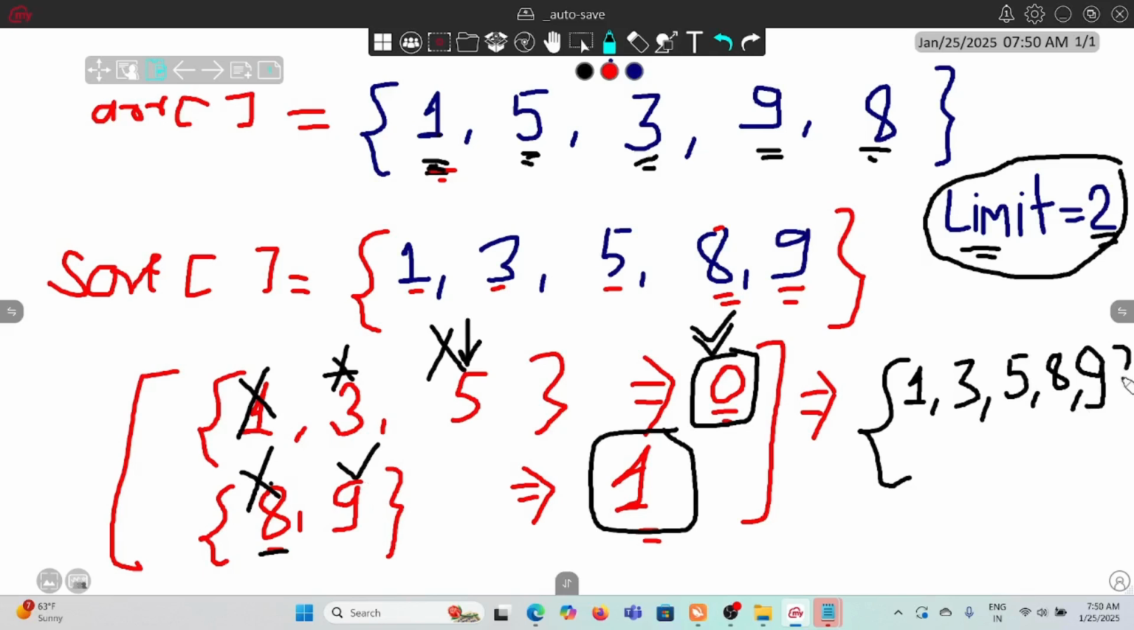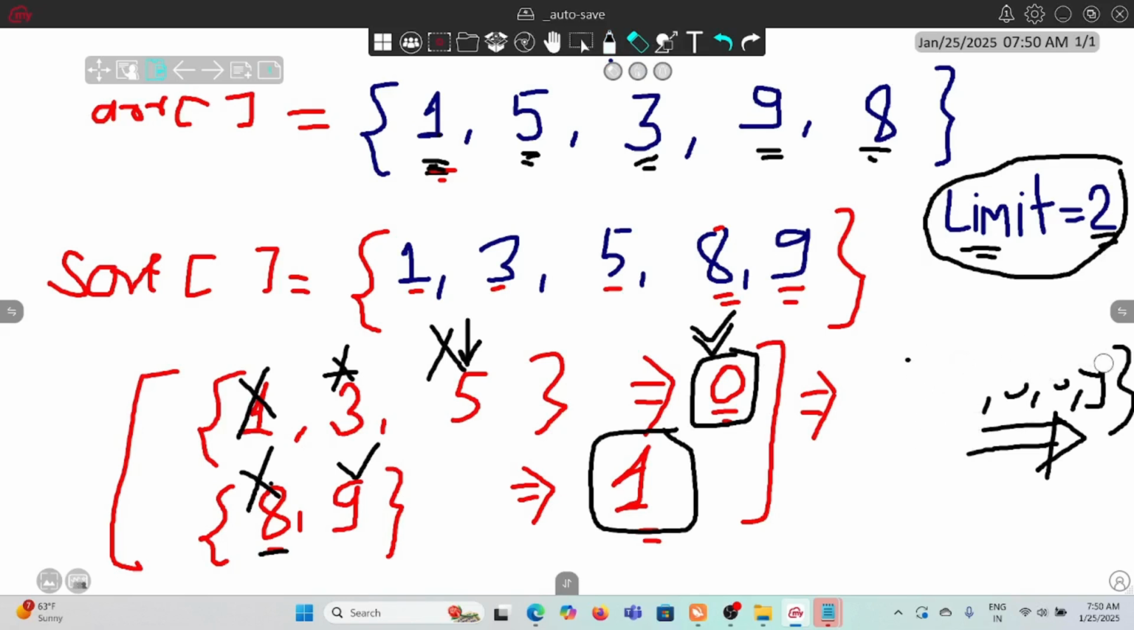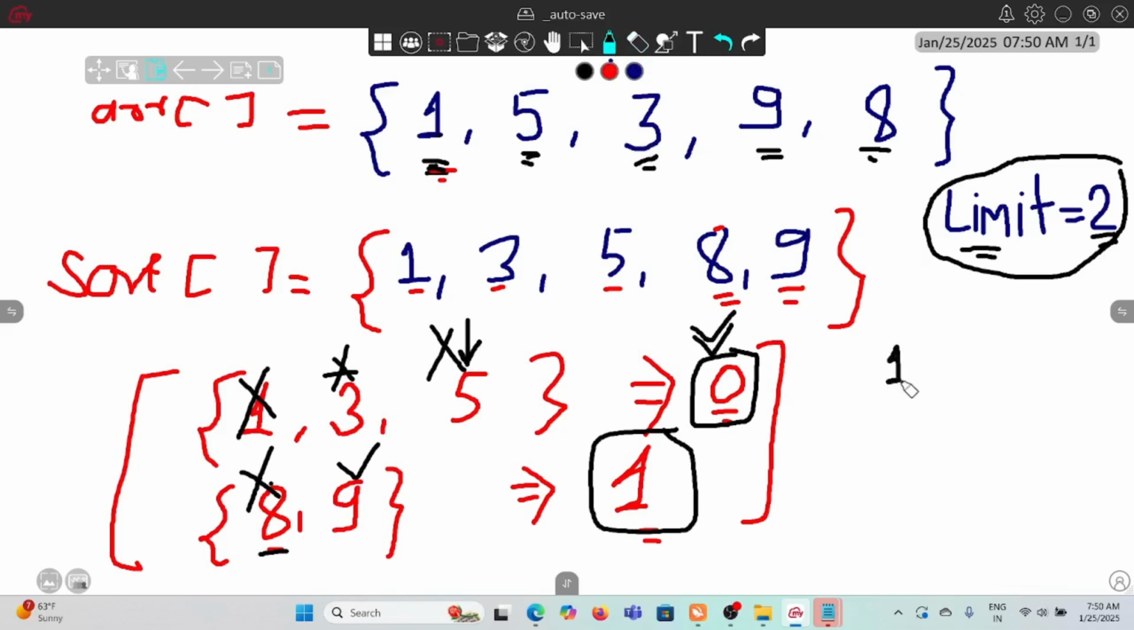Now you can observe 1, 3, 5, 8, 9. This should be our lexicographically smallest array. So this is pretty simple. How we will be implementing it is we will make two hash maps: one to keep track of the group of every number, and one to keep the group members. The first would be a hash map from number to group ID. So 1 is in 0.